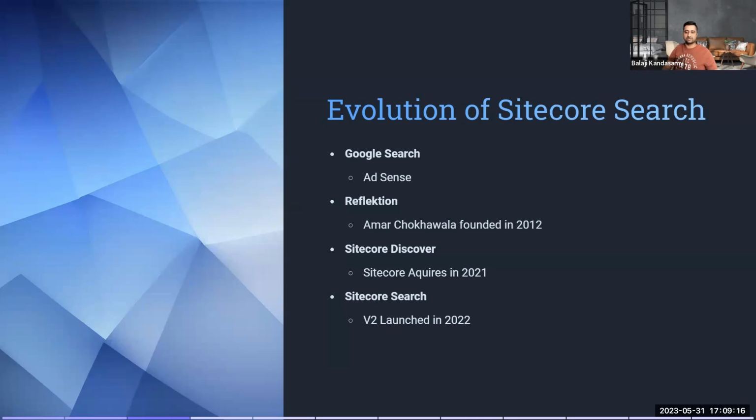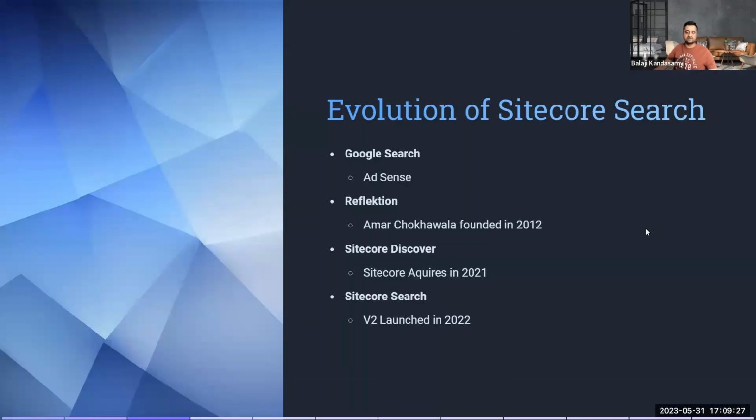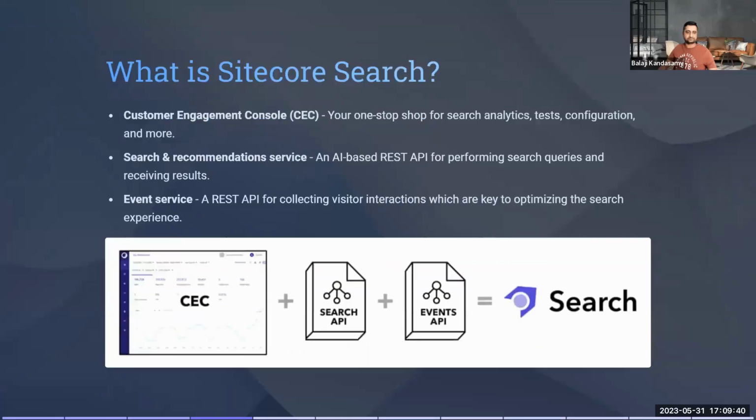There is always a confusion between what is Discover and what is Search. We will go through it. I believe there was one more slide, but let me go through it. Sitecore Discover is specifically focused towards commerce, and Sitecore Search is targeted only towards content, like your regular search content. So there are 2 different products. We'll go through it in detail.